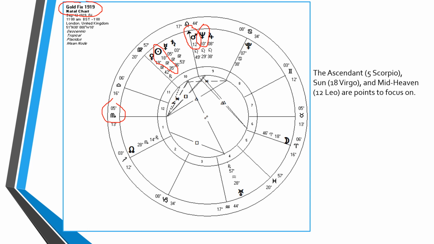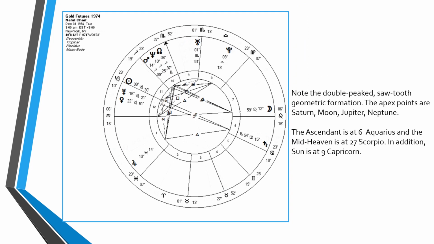Now I'm going to show you one other chart, and there is a very peculiar connection between what I'm going to show you and this 1919 chart. All right, here it is. December 31st, 1974, the gold futures contract was traded for the very first time.